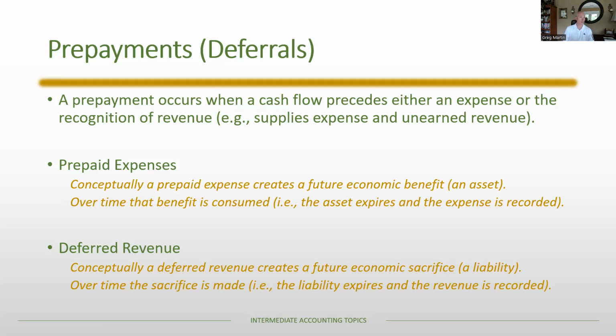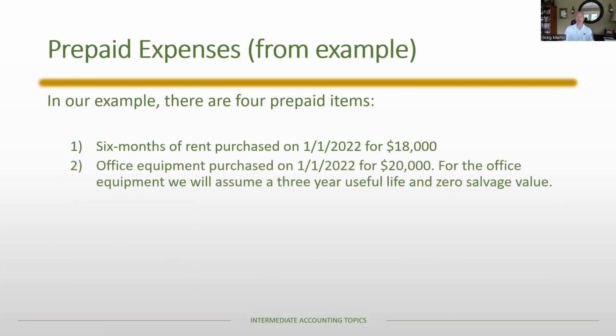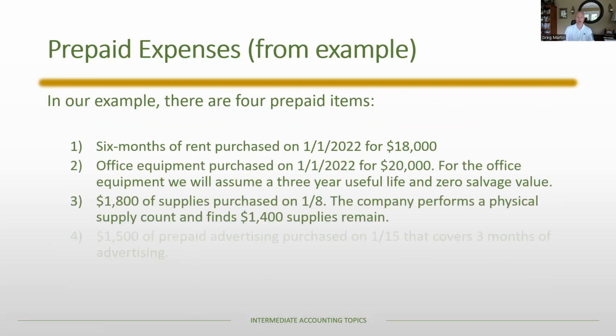And now we're going to start walking through some examples. From our example, there are four. One is the prepaid rent. The others are office equipment, supplies, and then advertising. And we're going to walk through each one. If you want to pause the lecture here, one thing you could do is, we're looking for the end of January journal entries. Given this information, you could try to think about, or maybe even do a journal entry in your notes, of what you think this should be. And then pick it back up, and we'll walk through what it actually is.